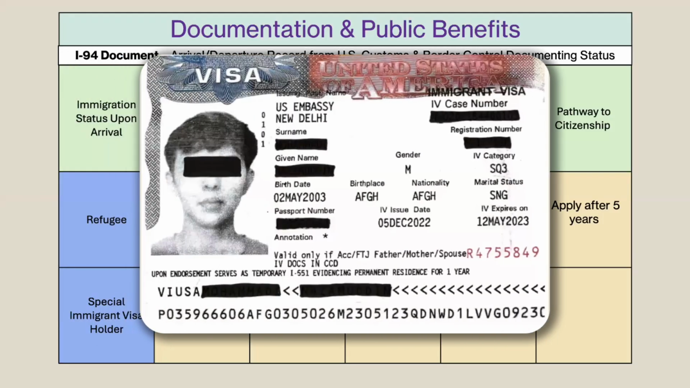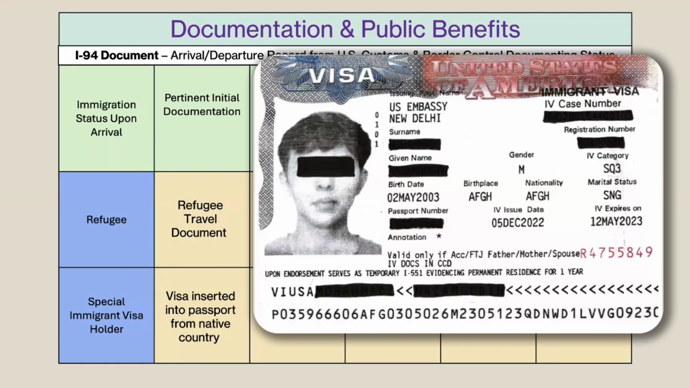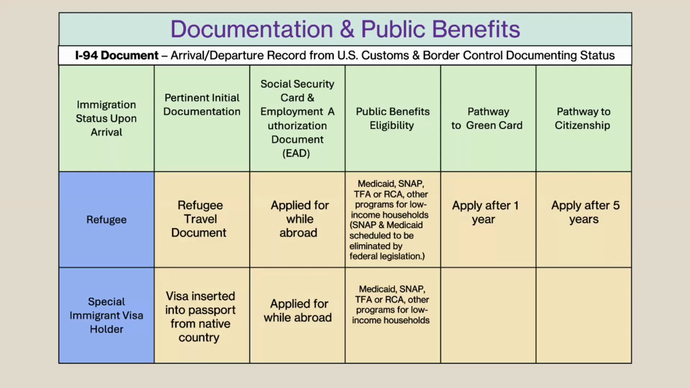Special immigrant visa holders do not arrive with a refugee travel document, but have their visa inserted into their passport from their country of origin. The rest of these categories are the same as those who arrive with refugee status, except SIV holders are not scheduled to lose their eligibility for public benefits, and they do not need to wait a year to apply for a green card. Citizenship is still applied for after SIV holders have been in the country for 5 years.